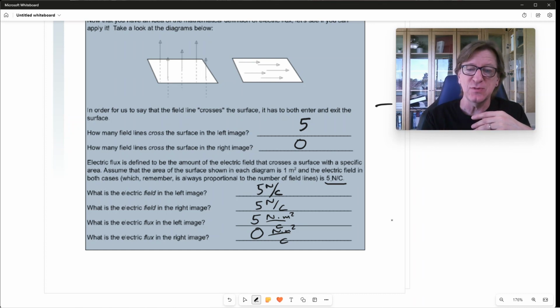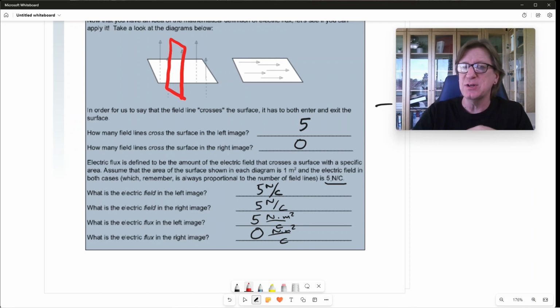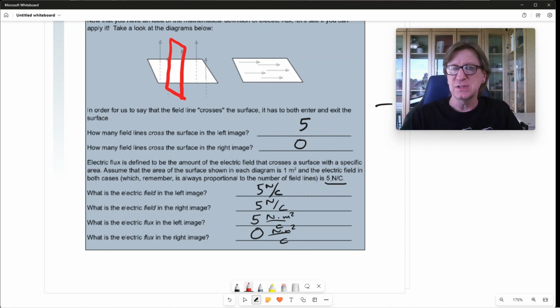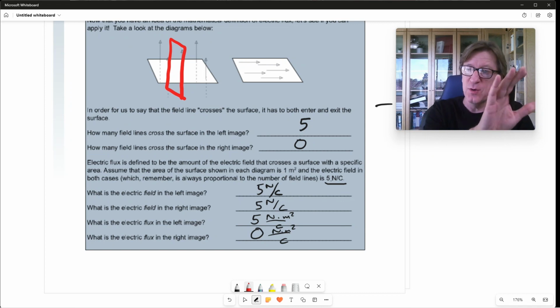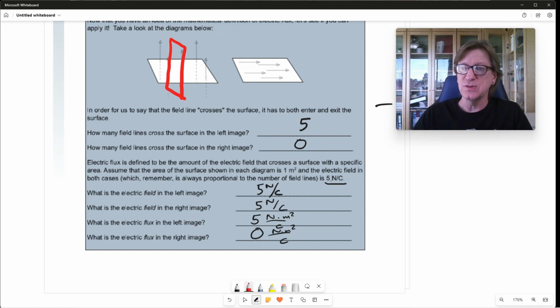Let's go back to this same surface here, and I'm going to change the color of my pen. Let's make it red. If I were to draw a surface this way, same electric field, but I've got the surface this way, now how many of those field lines are penetrating the surface, going in and going out? 0. So you see that the electric field can be the same, but the electric flux depends upon how you've oriented this surface. Even though they're the same size, there's still 1 square meter for that. Okay? So let's carry on with that.